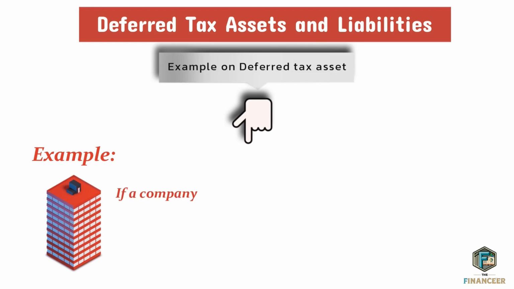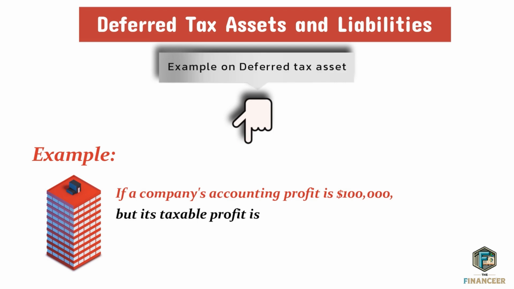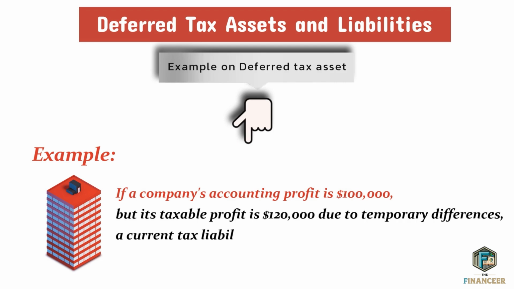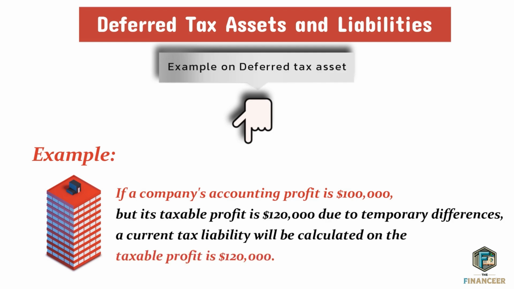So as an example, if a company's accounting profit is $100,000, but its taxable profit is $120,000 due to a temporary difference. So the current tax liability, as we explained before, will be calculated based on the taxable profit, which is $120,000. However, the difference between the accounting profit and taxable profit does indicate the presence of temporary difference, which could lead to additional tax considerations in future.